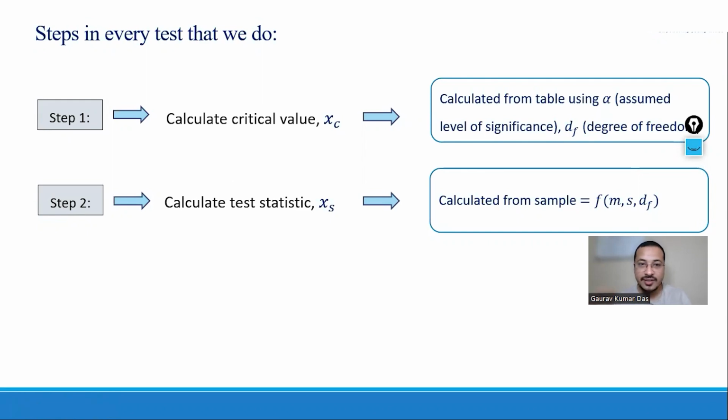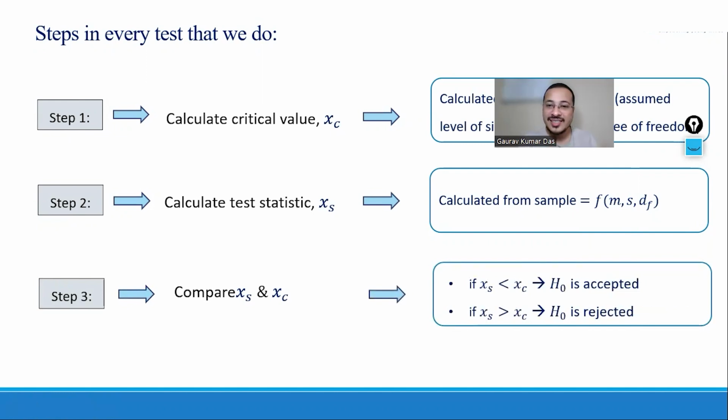Okay. So step 1, calculate x critical. Step 2, calculate x statistic. What is step 3? Now we have to compare x statistic with x critical. How do you compare? If my test statistic is less than my critical value, or you speak from the critical value perspective, if my critical value is greater, then my H naught is accepted. However, if my test statistic is greater, or it crosses the critical value, then H naught is rejected. So that is how we arrive at this particular decision, whether H naught is accepted or rejected.